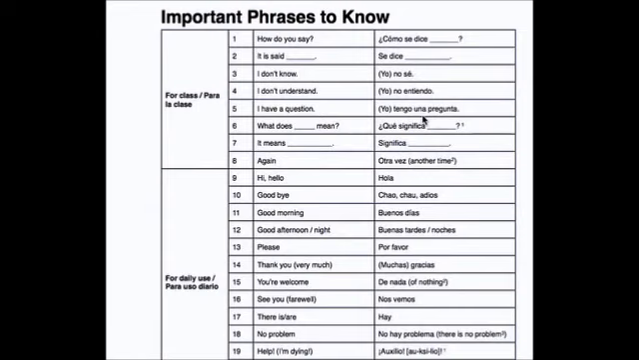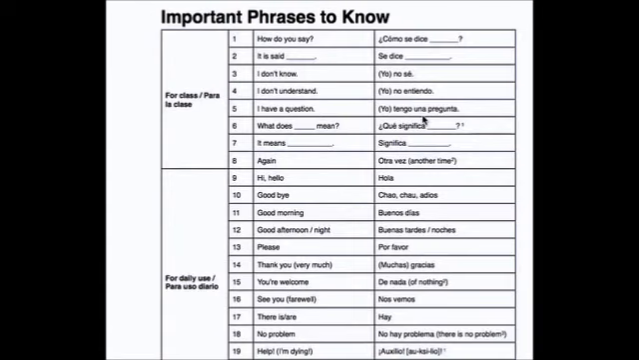Okay, let's do that again. ¿Cómo se dice I have? Yo tengo. ¿Cómo se dice I don't have? Yo no tengo. ¿Cómo se dice I do have? Yo sí tengo. Muy bien, yo sí tengo.